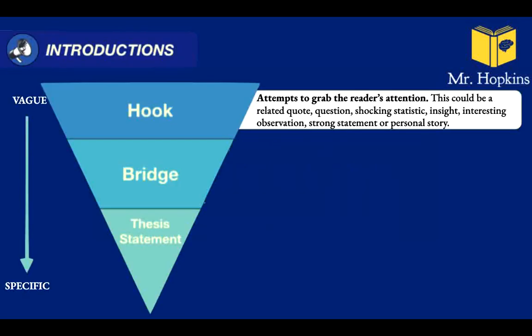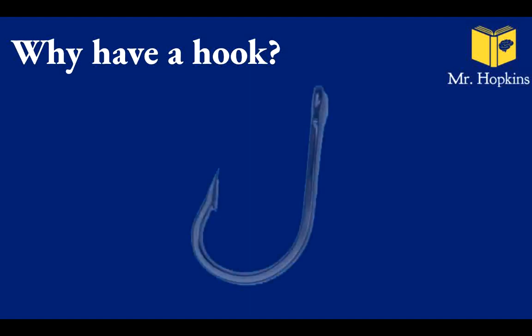Now, if you've seen this image before, you'll know what an introduction looks like. It consists of three parts: a hook, a bridge, and a thesis statement. And as you can see down the side, they go from vague to more specific as we go down. Now, the purpose of a hook is essentially to grab the reader's attention, to hook them in, so to speak. You can do this with an interesting quote, a question, a shocking statistic, something insightful, an observation perhaps, or even a personal story.